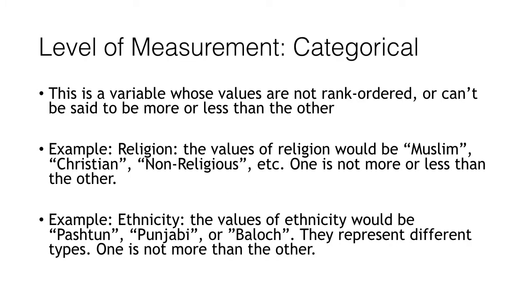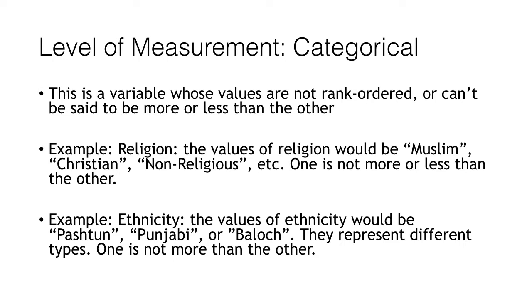The first level of measurement is categorical. So we have some variables that are categorical variables. You remember how we talked about typological hypotheses? Well, when you've got a categorical variable, you can only construct typological hypotheses with them. Their values are not rank ordered.